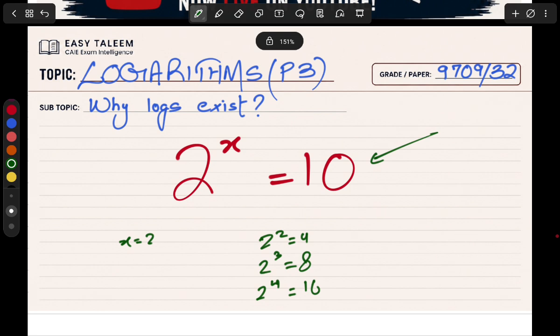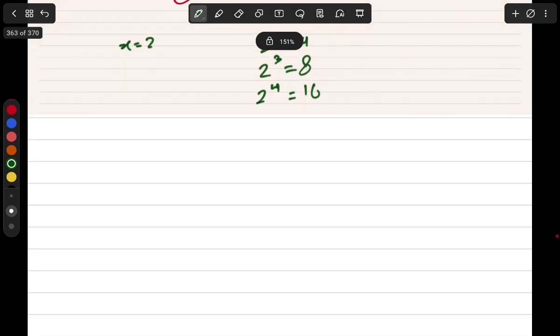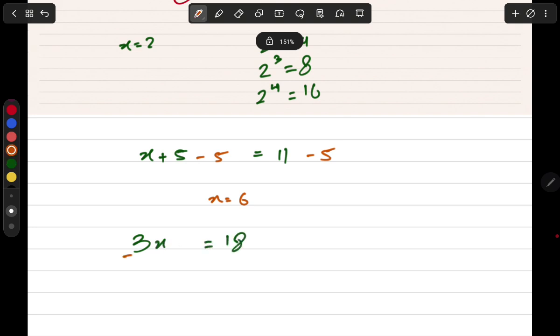Let's look at equations you have solved your whole life. If you have x plus 5 is equal to 11, how do we do it? We subtract 5 from both sides, right? And you get x is equal to 6. Now, if you have 3x is equal to 18, how do you solve it? You divide by 3 on both sides and you get x is equal to 6, right?